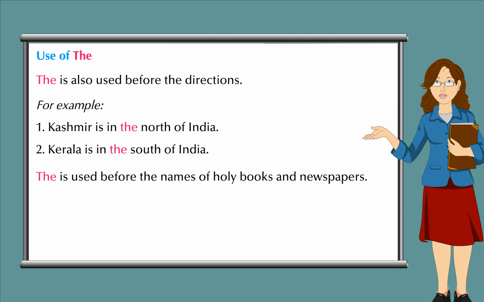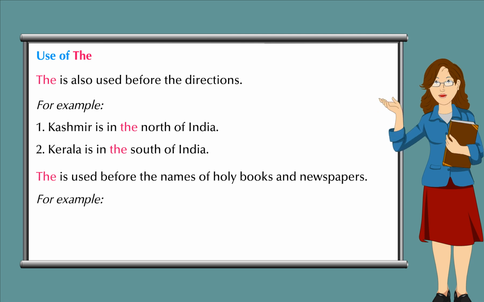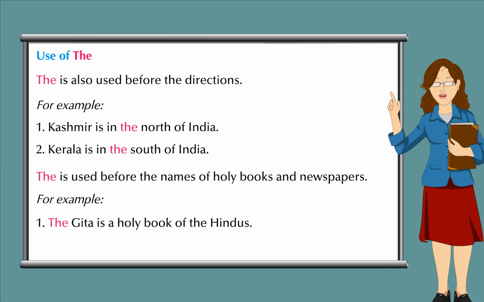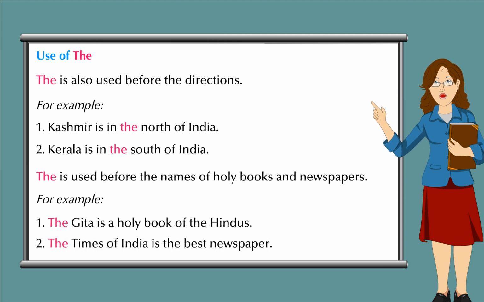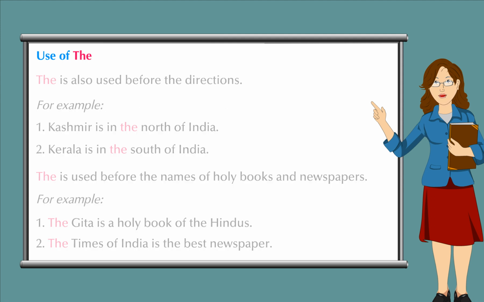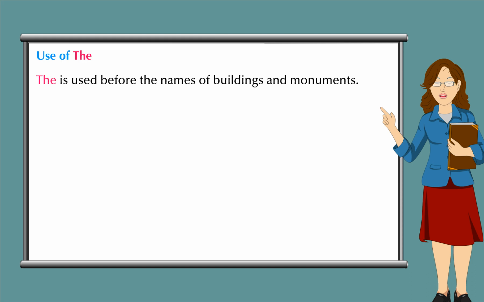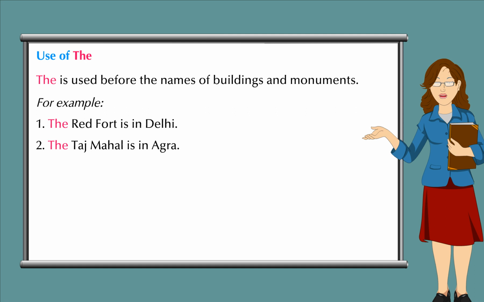The is used before the names of holy books and newspapers. For example, number 1. The Gita is a holy book of the Hindus. 2. The Times of India is the best newspaper. The is used before the names of buildings and monuments. For example, number 1. The Red Fort is in Delhi. 2. The Taj Mahal is in Agra.